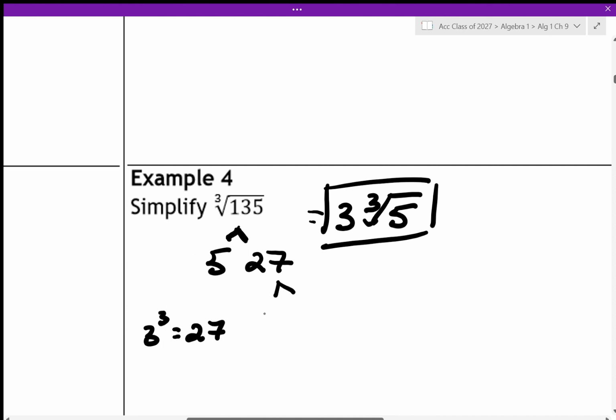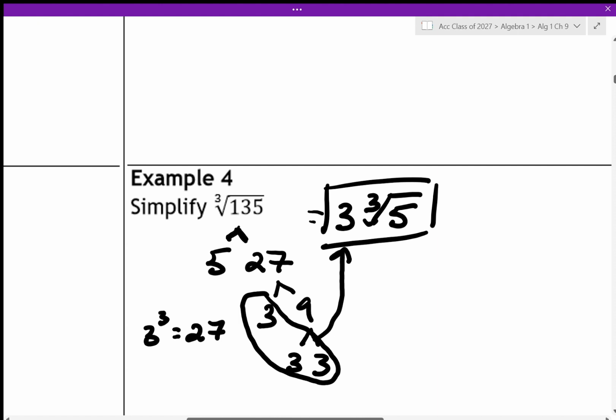27 divided by 3 is 9, and then 9 divided by 3 is 3. Now we look for trios, and we have a trio of 3's. They come outside the radical, and then we have a singleton 5, and he goes inside the radical. And there we go.